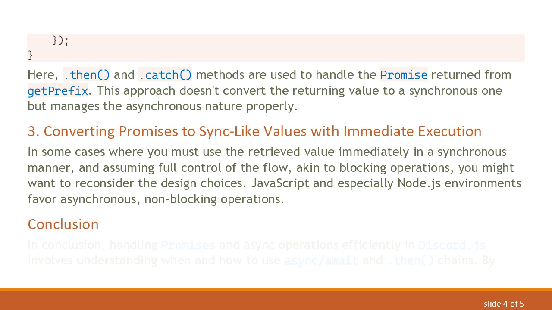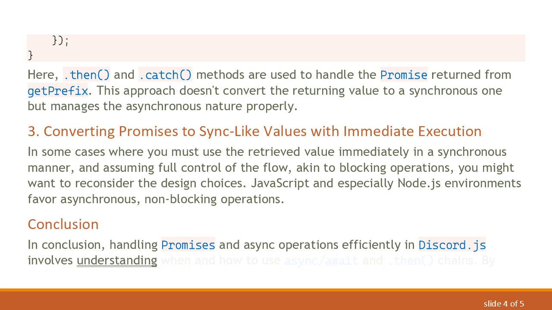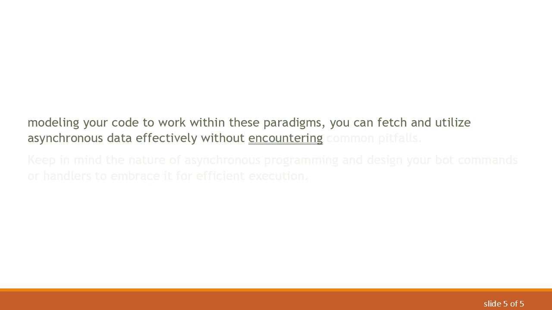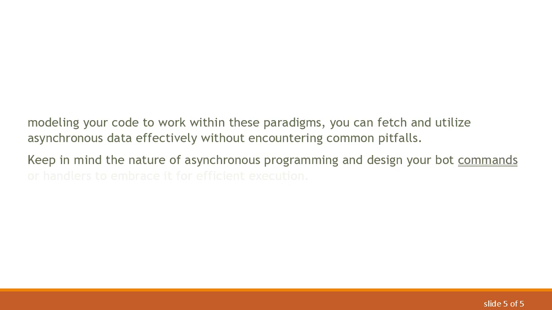Conclusion. In conclusion, handling promises and async operations efficiently in Discord.js involves understanding when and how to use async/await and .then chains. By modeling your code to work within these paradigms, you can fetch and utilize asynchronous data effectively without encountering common pitfalls. Keep in mind the nature of asynchronous programming and design your bot commands or handlers to embrace it for efficient execution.